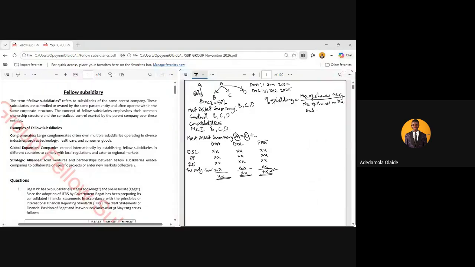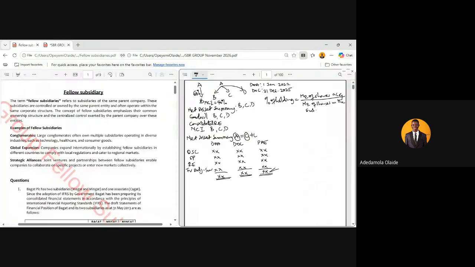So having said that, NCI will just be 100 minus percentage of holding. That's NCI. 100 minus, because if in a business we have 100% shares, and one person has acquired 60%, automatically the 40% will be for those that don't have control. And that's why we classify all of them as non-controlling interest. So that is for that.